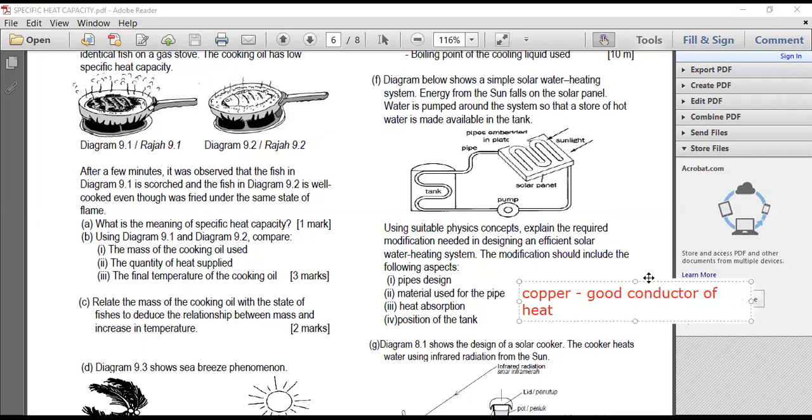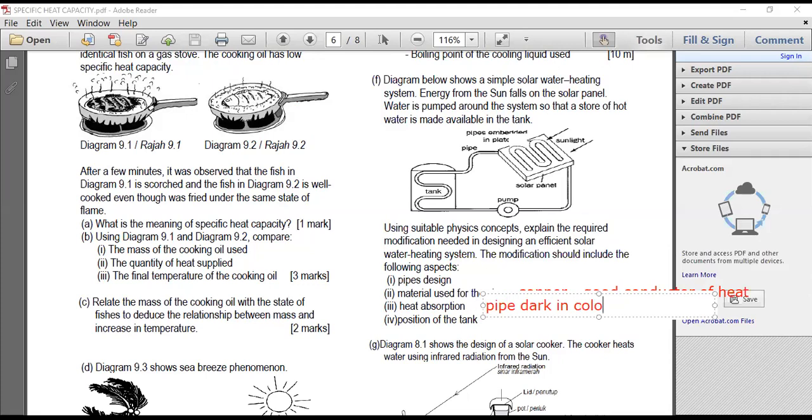Conductor of heat. Okay, next. Heat absorption, which means we want to increase the heat absorption. You can talk about the color of the pipe. So the pipe must be dark in color, reason: good absorber of heat.